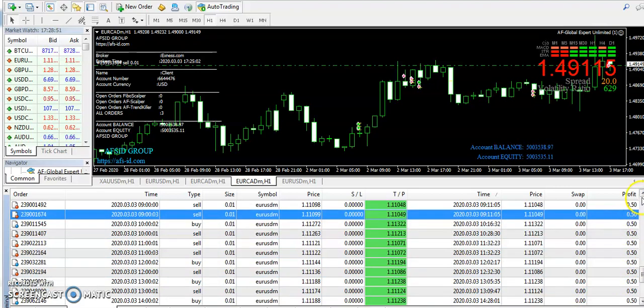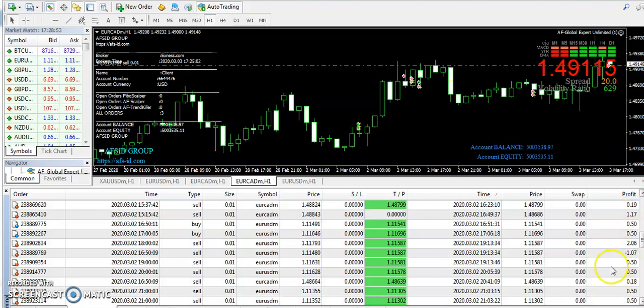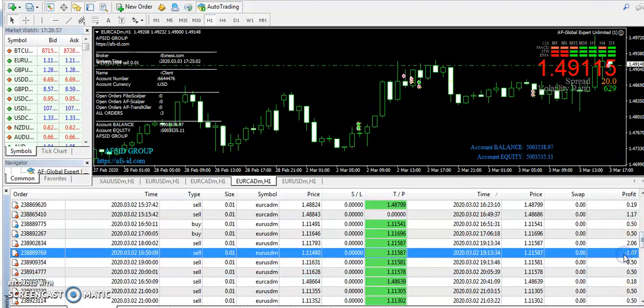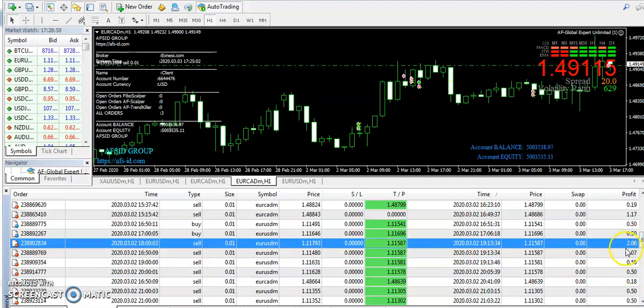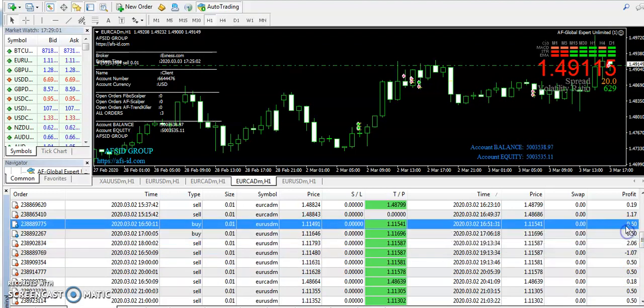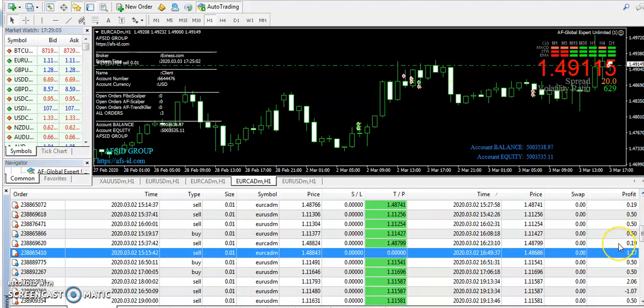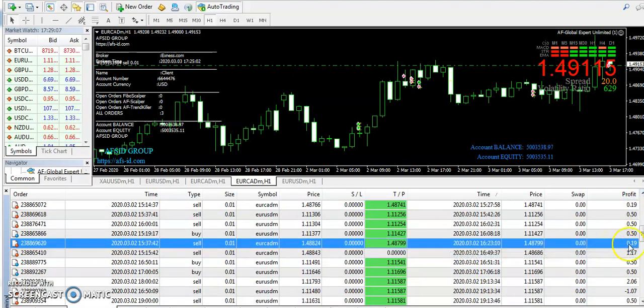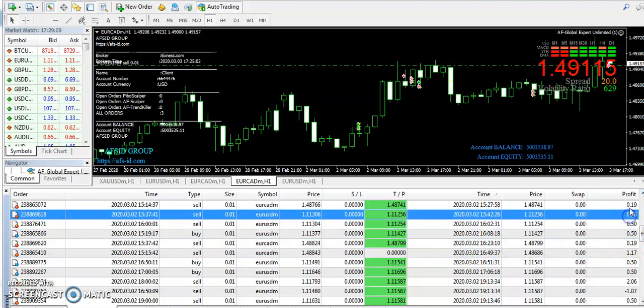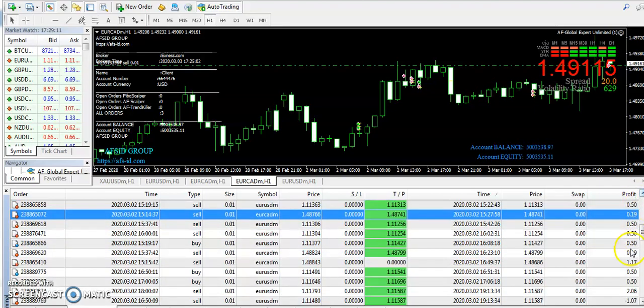I let the EA work and it is working in different scenarios. You can see 50, 50, that's one, and then the loss, and then $2 profit, and then 50, 50, 1.17. And going back to the results, if you look here, 0.01 with 19, 50, 50, 50, 19. Okay guys, when it's working at your end, then let it work.